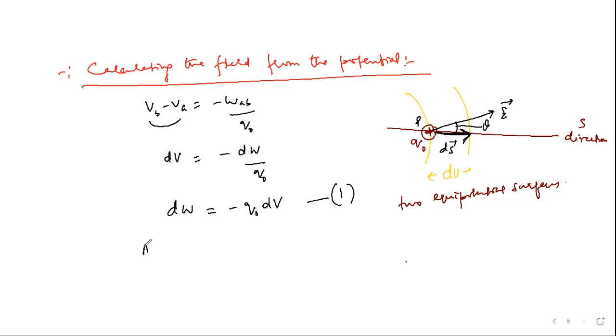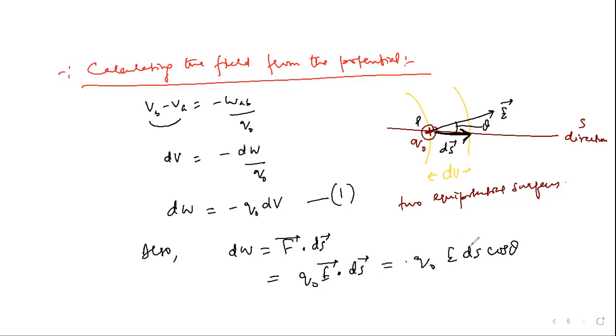So also I can calculate the same work by another way. Work done by the electric field is by definition F dot ds. F is the force on the test charge, which is Q naught E. So I can write Q naught E dot ds. I can evaluate this dot product. I can write Q naught E ds cos theta, because theta is the angle between field and this displacement vector. It's Q naught E ds cos theta.